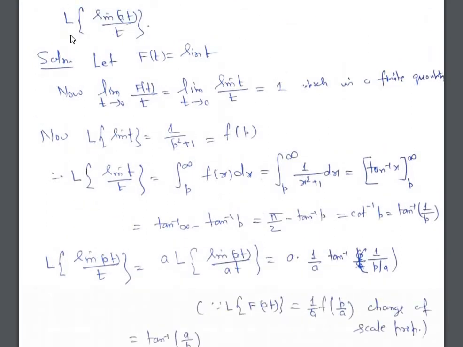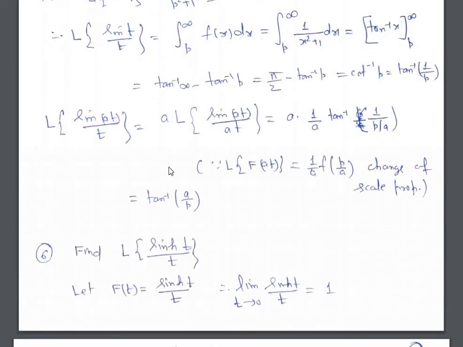Now, in the second part, we have to find L of sin a t upon t. So, multiply by a and divide by a. By the change of scale property, L of f of a t is equal to 1 upon a f of p upon a. We have the Laplace transform as a into 1 upon a tan inverse of 1 upon p upon a. The a gets cancelled, so we have tan inverse of a upon p.